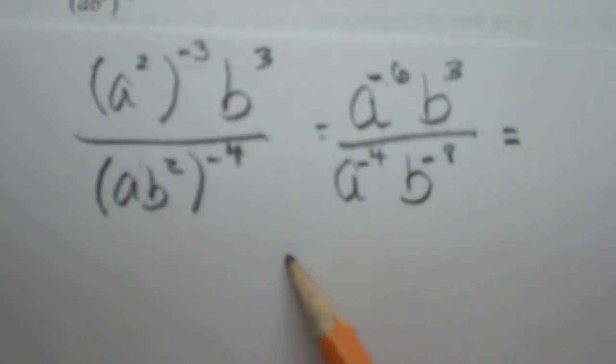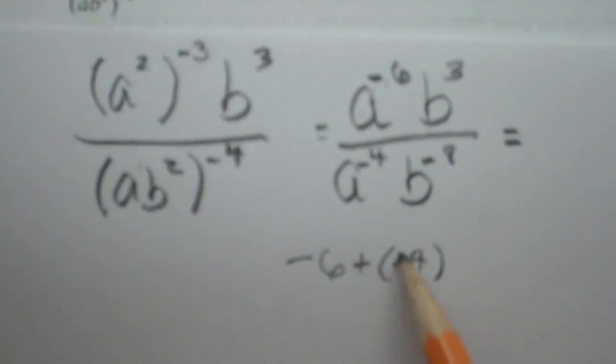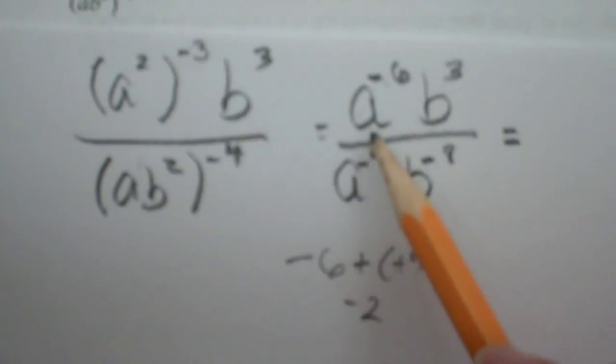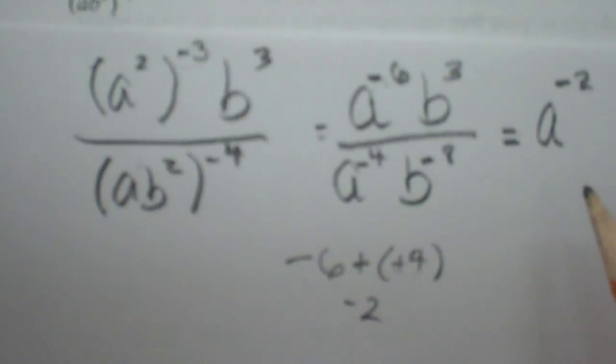I'm going to do it down here so you can see. Negative 6 minus a negative 4. Well, when we subtract a negative, it's like adding, so it's negative 6 plus 4, which is a negative 2, which means that a to the negative 6 divided by a to the negative 4 is the same thing as a to the negative 2.